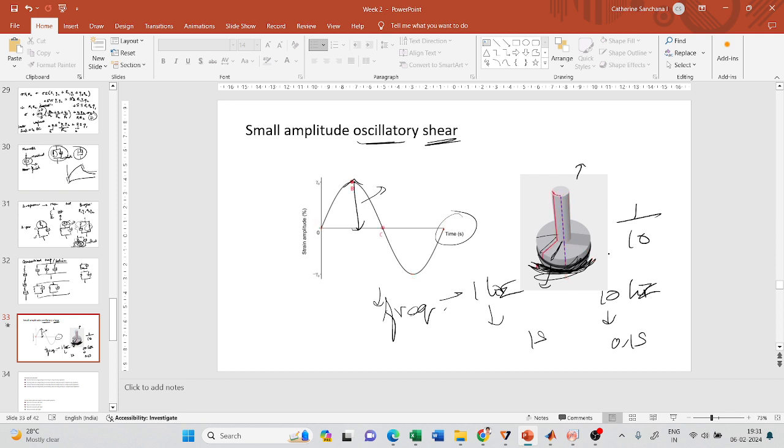Okay, and the input parameters which you give for this experiment are amplitude and frequency. And since the most commonly controlled parameter in an oscillatory test is strain, you will give strain amplitude and frequency. Okay. If it is a stress controlled experiment, you will give stress amplitude and frequency. Okay. So this animation I wanted to show you.